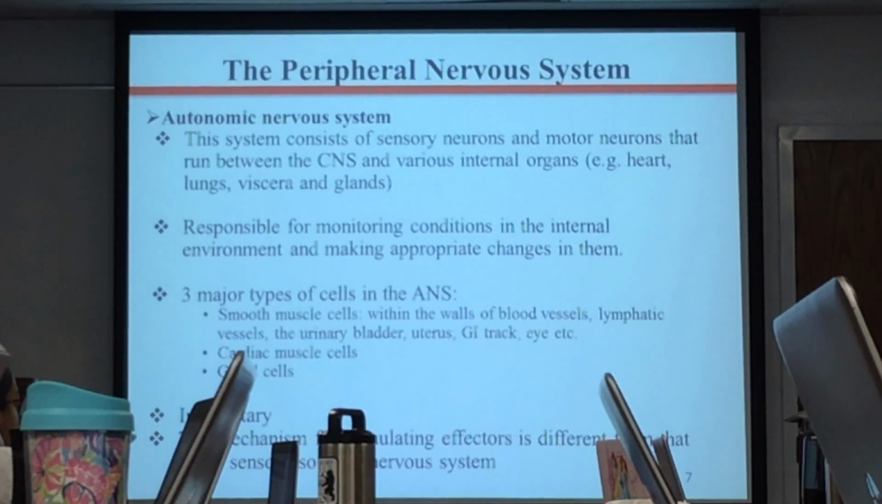Okay, there are three types of cells in the autonomic nervous system. One is the smooth muscle cell, it's widespread, it's in the blood vessel, it's in the GI tract, it's in the bladder, eyes, and then the second type is the cardiac muscle cells in the heart and gland cell. It's involuntary, and again, the mechanism for stimulating effectors is different from the sensory somatic nervous system.